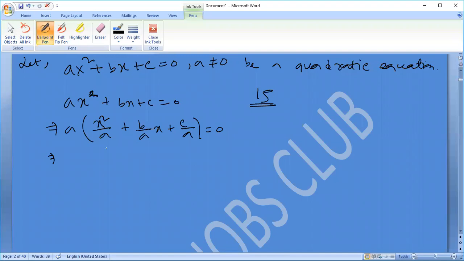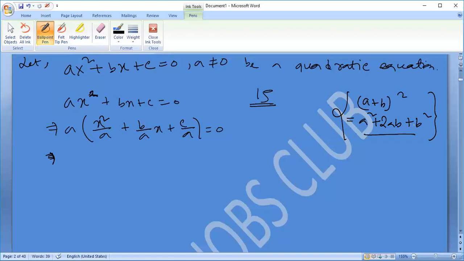Okay, now see. We know one formula, that is (a plus b) whole square equal to a square plus twice ab plus b square. This formula all of you know. So we have to break this term in the form of a square plus twice ab plus b square.